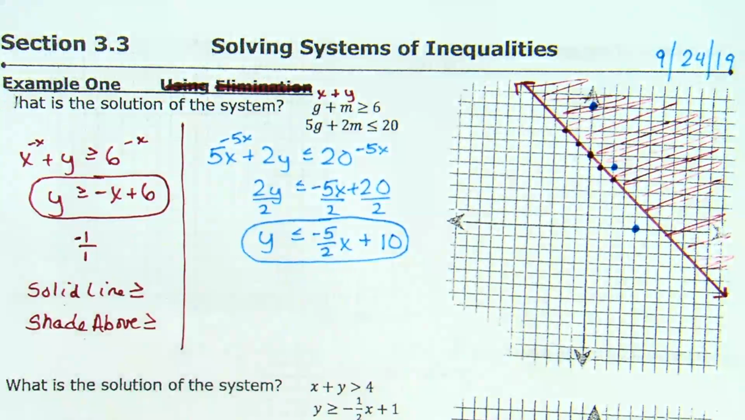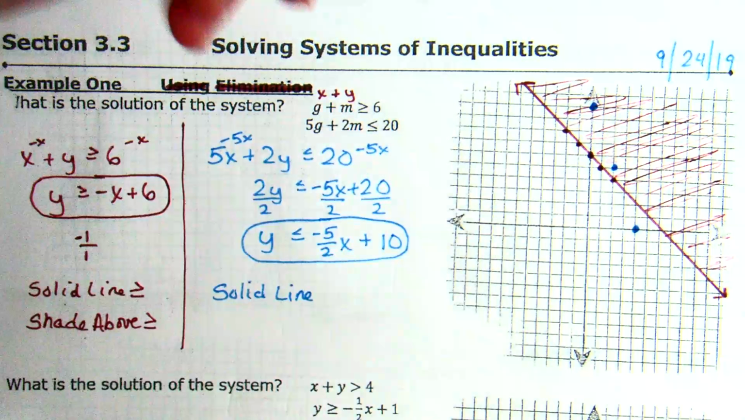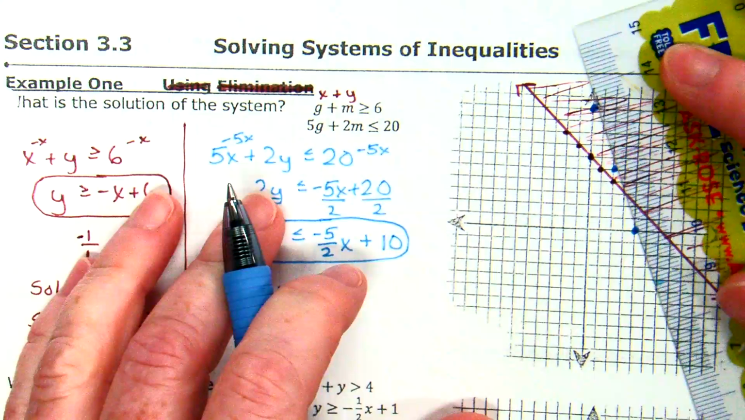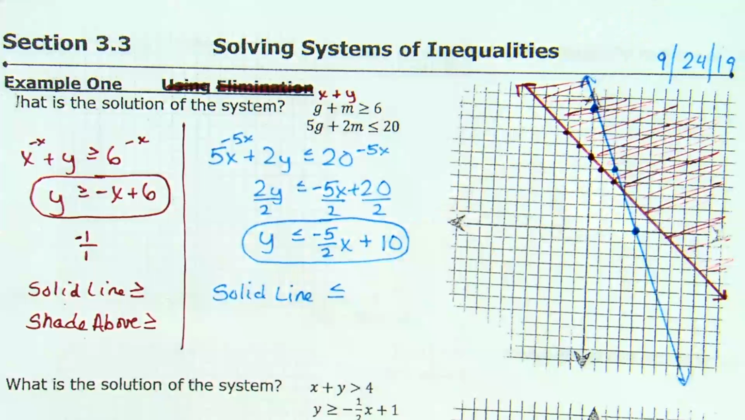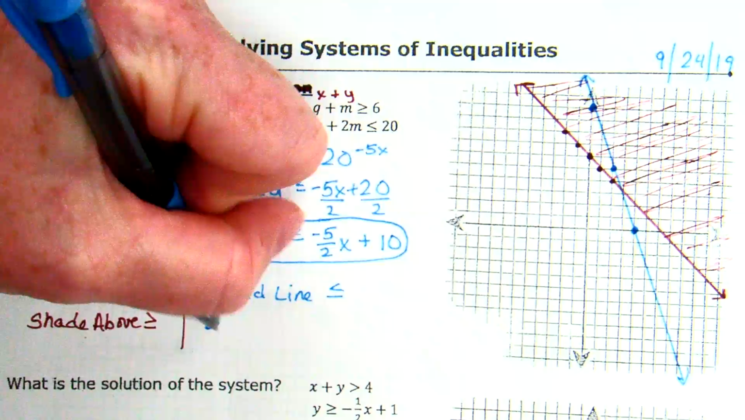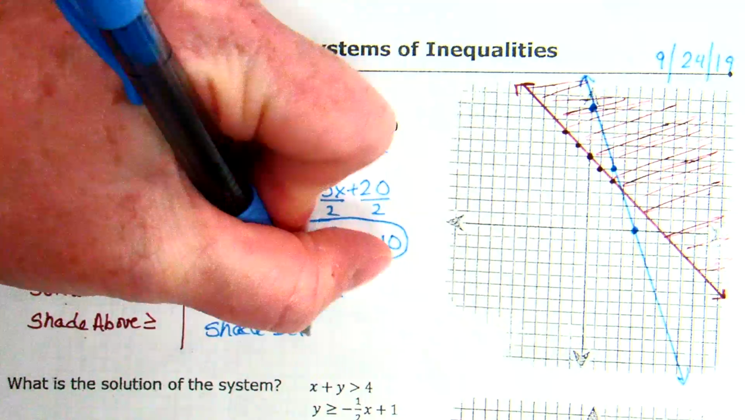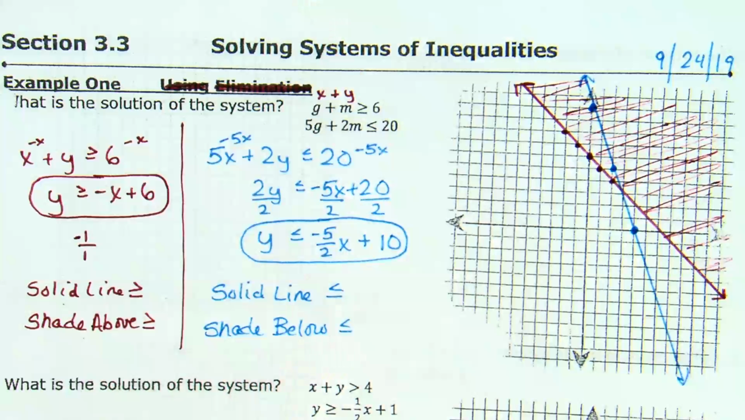What kind of line are you drawing? A solid line, because again it is equal to. Where are we going to shade on this line? Because this one is a less than, this is a shade below. Where is below my blue line? Okay, because of the angle of it, it ends up being on the left.